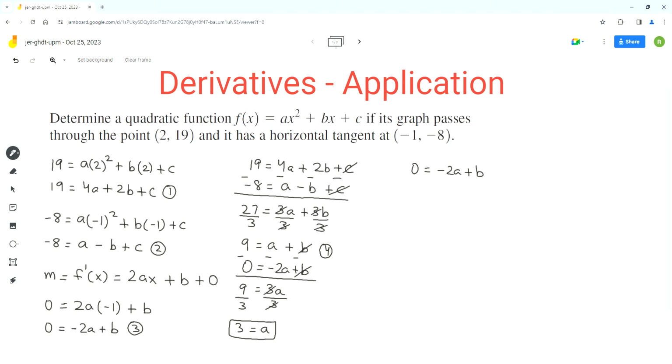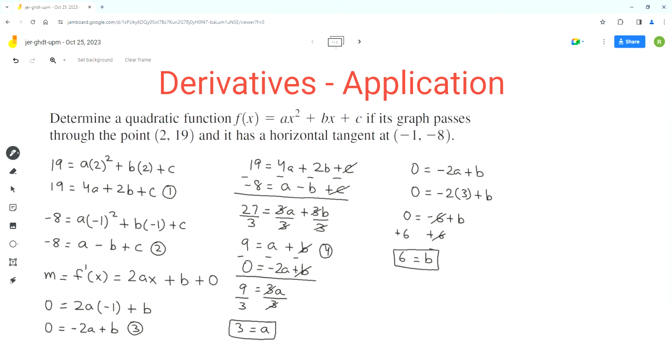So we'll sub in a as 3. So we get 0 equals negative 2 times 3 plus b. So we get 0 equals negative 6 plus b. And now we can add 6 to both sides to isolate b. So the 6's on the right side cancel each other out. So 0 plus 6 equals 6. So 6 equals b. So this is the value of b.